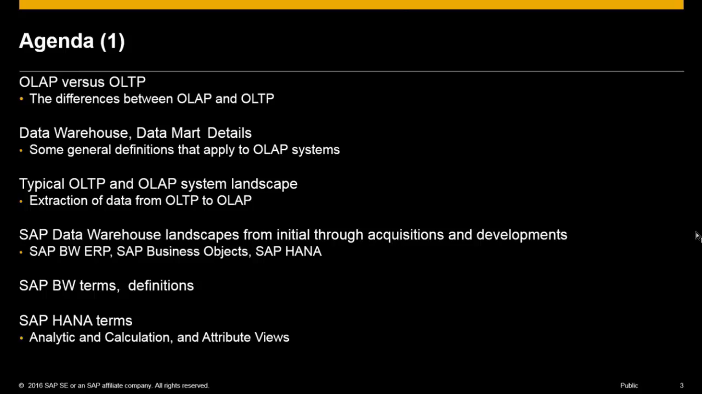Some of the patterns that you'll see are due to the evolution of the SAP product line through acquisitions and also through developments such as SAP HANA. So we'll have a look at how the common concepts apply to all these different systems and platforms. Again, we'll have a look at some BW terms and definitions and provide some links to resources that can be helpful in understanding these. We'll also talk a bit about the HANA views that can be connected to as well.